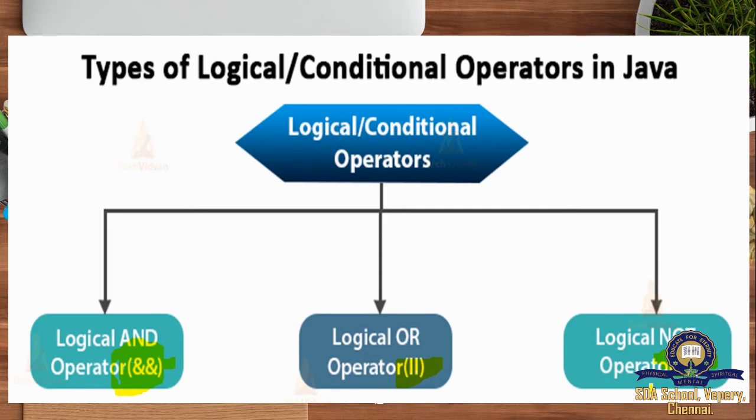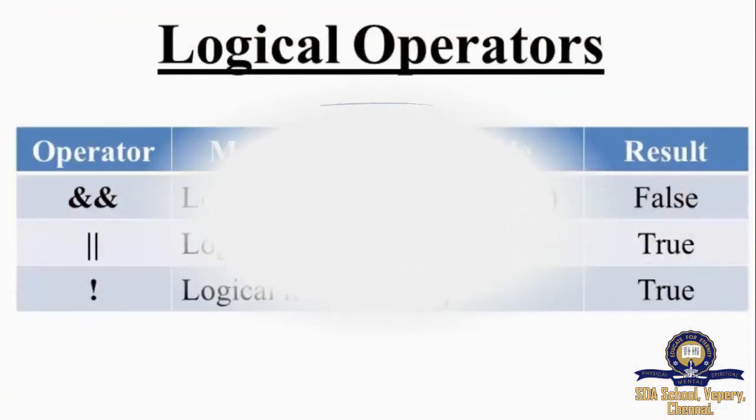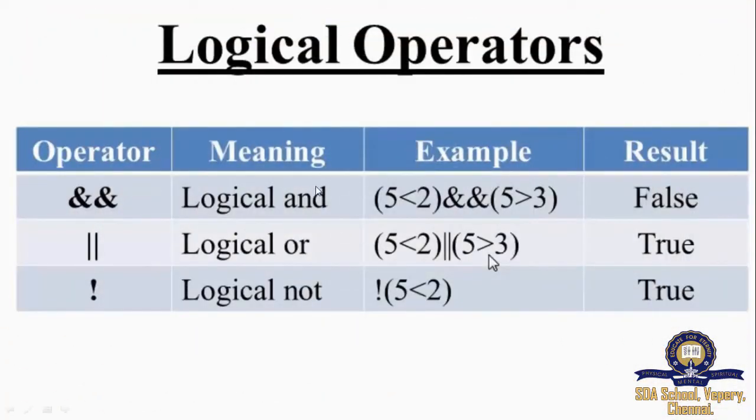This is the type of logical operators in Java. We have totally three types in logical: AND, OR, NOT. Let us see through one example. So this is your logical operator example, and here I am checking with condition.